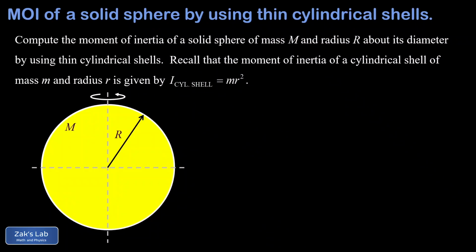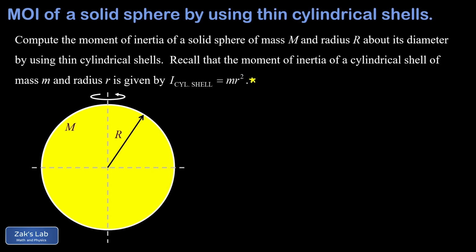In this video, we're going to compute the moment of inertia of a solid sphere about its diameter by using our previous result for the moment of inertia of a thin cylindrical shell. And as we can see, that previous result for a thin cylindrical shell of mass little m and radius little r is that the moment of inertia turned out to be mr squared. And I'll post a link to the video where that formula was first derived.